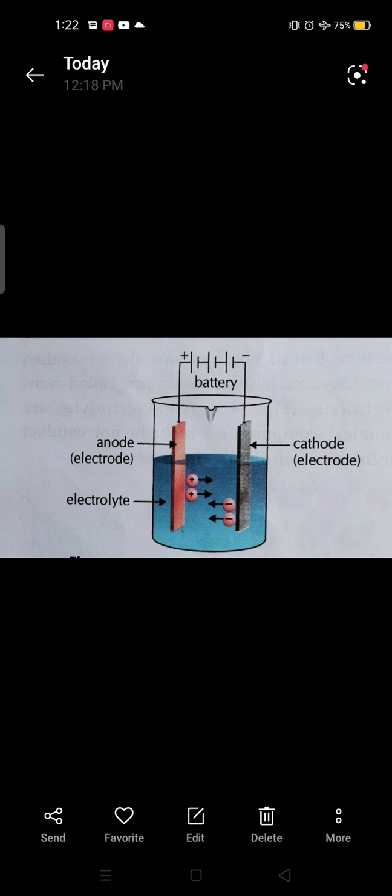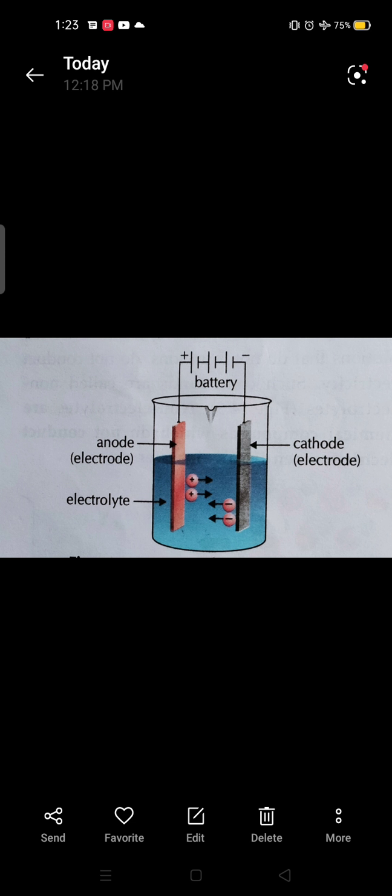In other words, cations move towards the cathode because the cathode is connected with the negative charge and cations are positively charged, because they lose electrons. And second, anions move towards the anode. Anode is connected with the positive terminal and anions are negatively charged because they gain electrons. When an atom gains electrons, it forms anions. So cations move towards the cathode, anions move towards the anode. This is about the electrodes.